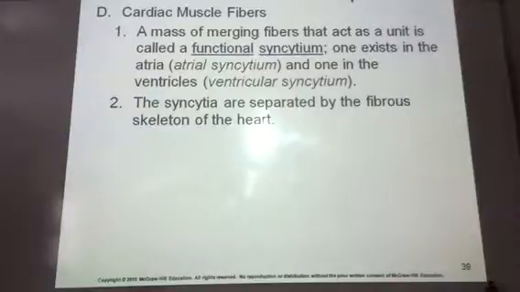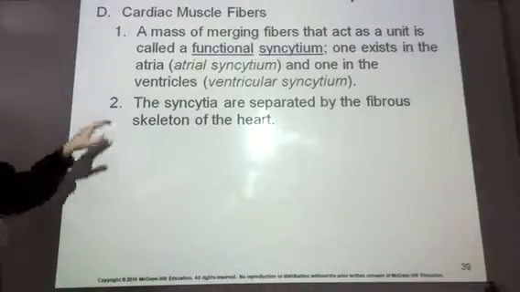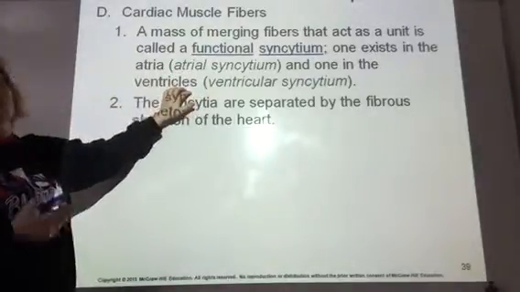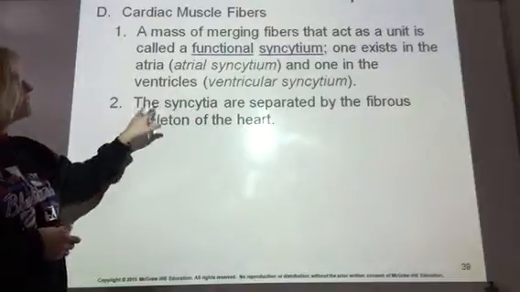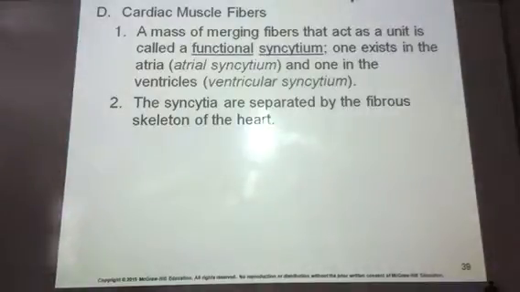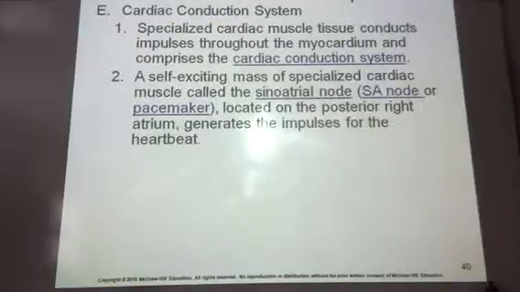So inside of your heart, you have a mass of merging fibers. It's called a functional syncytium. One is in the atrium, so it's the atrial syncytium, and one is in the ventricle, so it's the ventricular syncytium. These syncytia, plural, are separated by the fibers of the skeleton. So remember, a muscle cell is called a fiber. So you have heart, cardiac muscle fibers, and they bundle together as a mass, and that mass of heart cells is called a syncytium.